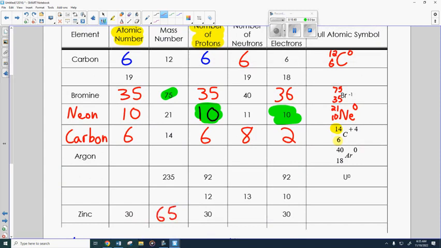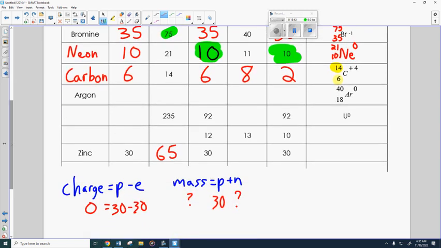Now I can find my number of neutrons, and again, this is for a typical zinc. My mass is 65. I set that equal to the 30 protons plus an unknown number of neutrons, so I'll just leave that as an N because I don't know what that is. If I subtract 30 from both sides, I'll find that my number of neutrons is equal to 35. So the typical zinc will have 35 neutrons.